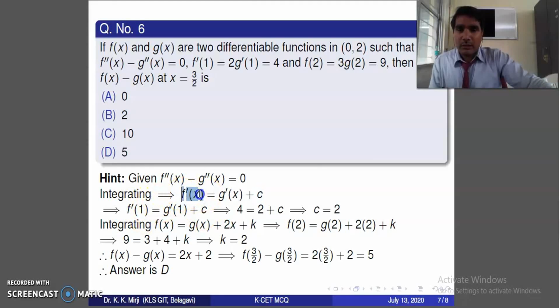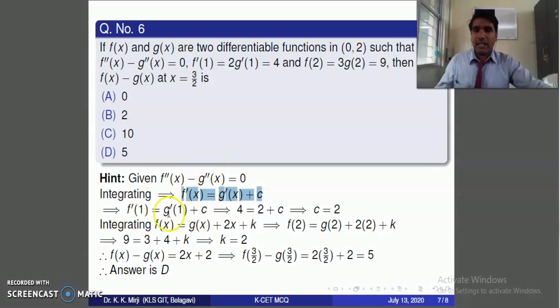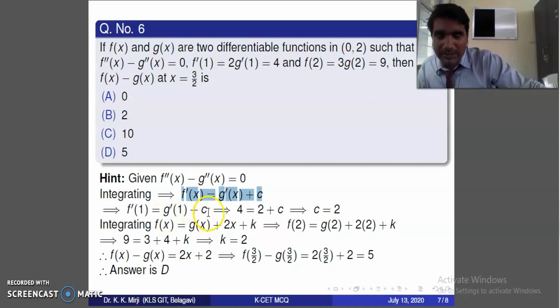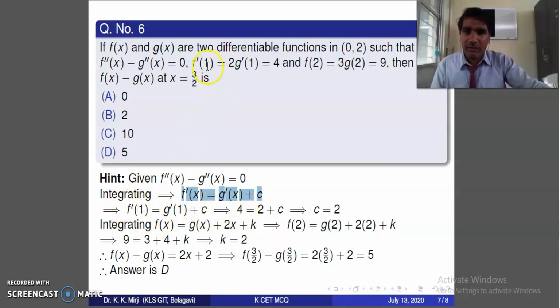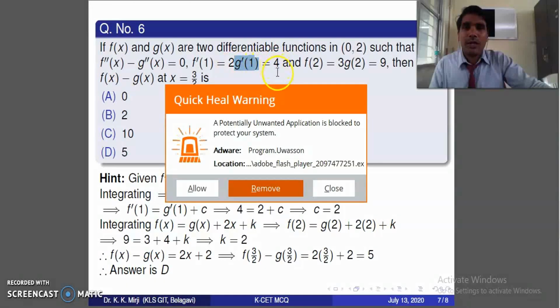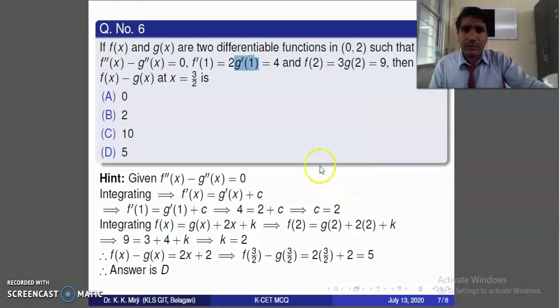Right, now putting x equals 1 in this equation, we get f dash of 1 is equal to g dash of 1 plus c, which implies f dash of 1 value is 4. So therefore it is 4. And 2 times g dash of 1 is equal to 4, so g dash of 1 value is 4 by 2, that is 2. So therefore 4 is equal to 2 plus c, which implies that c value is 4 minus 2, that is 2.